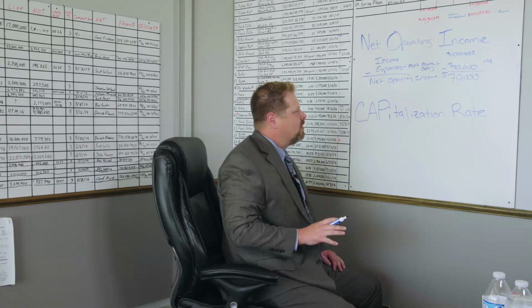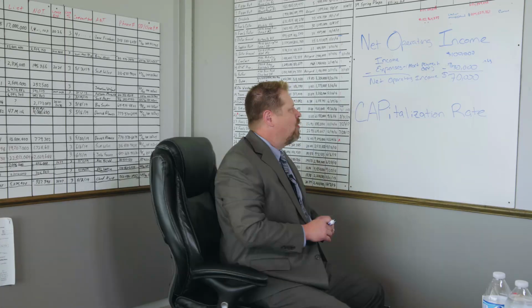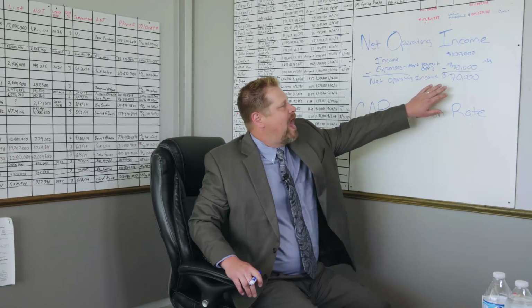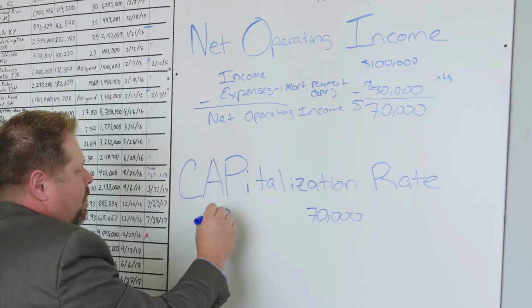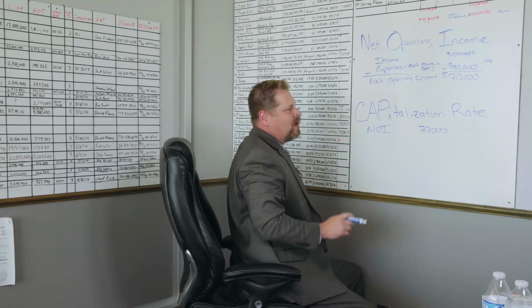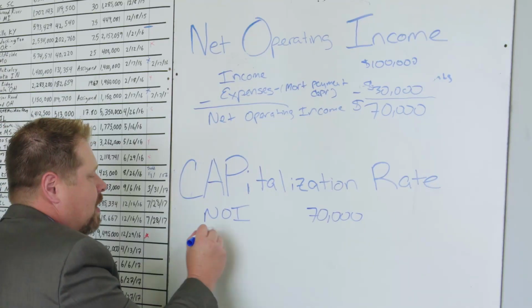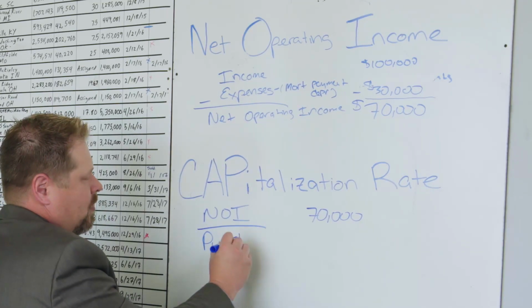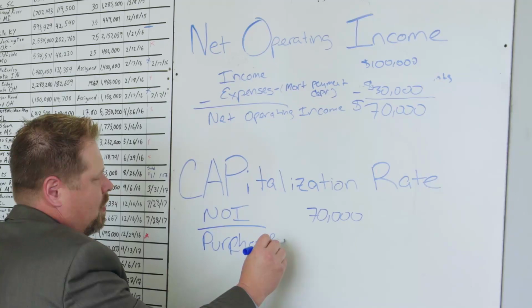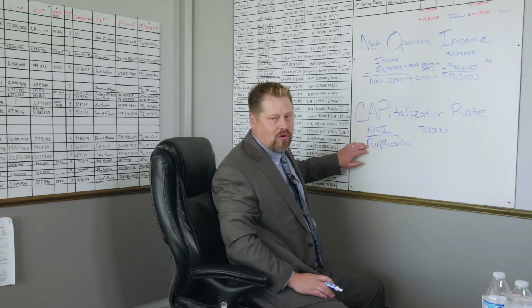The next concept I want to introduce to you is a capitalization rate, or what we call a cap rate. A cap rate is simply a percentage. So as an example, let's use the example that we had up here. So I've got $70,000 of net operating income. The capitalization rate is figured just simply by taking that net operating income and dividing it by your purchase price for a property. Capitalization rate is net operating income divided by purchase price.